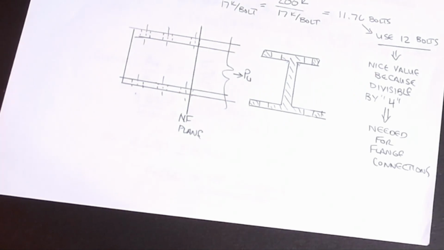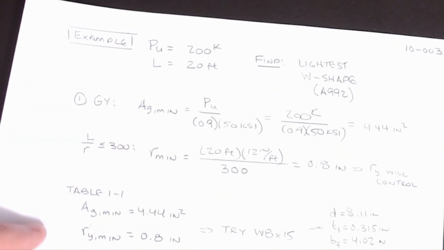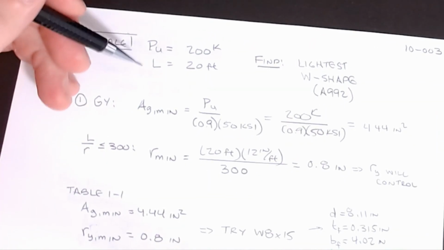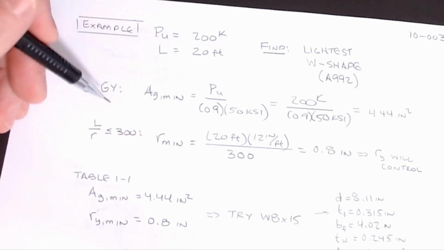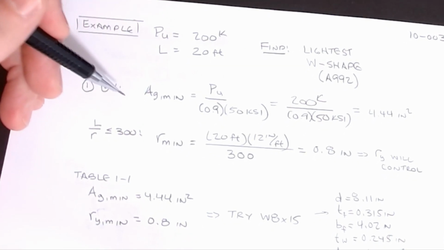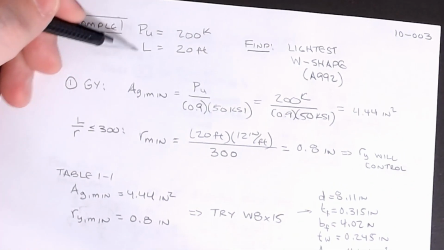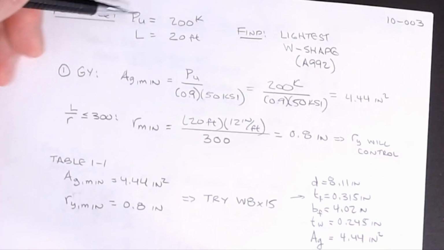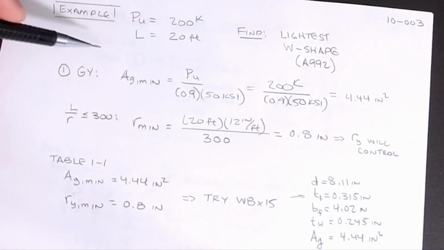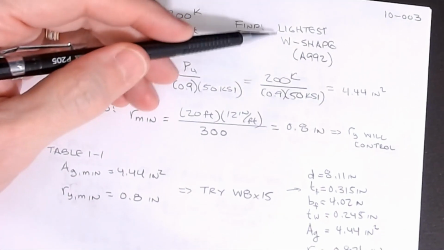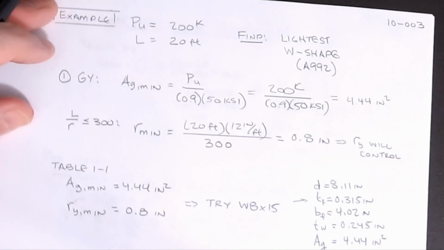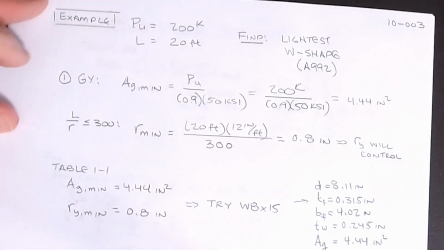Now I know it's not real clear, and as you do more of these and get more experience, you start to get a sense of what the values are doing and a feel for what's going to control, along with some of the tables. But just for practice's sake, let's give one a shot here. Let's suppose I have a member that is 20 feet long, and it has an axial factored load of 200 kips. We want to find the lightest W shape of A992 to do this, and this will illustrate the methodology.